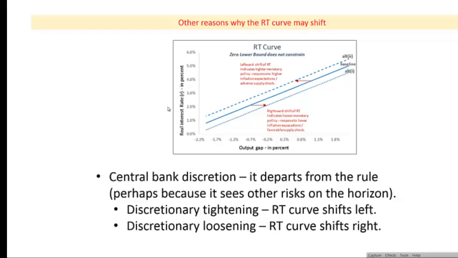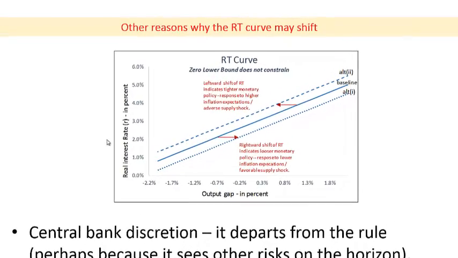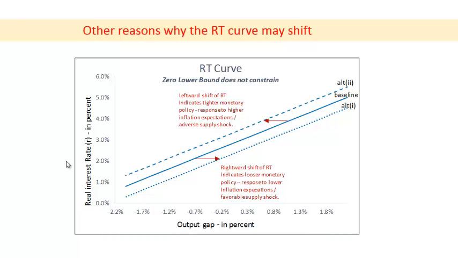Now, it turns out that there are other reasons why the central bank may depart from its initial Taylor rule, and we call this central bank's discretion. There often are times there are things on the horizon that the central bank sees that perhaps the rest of us don't see. So in this case, the central bank may depart from that rule. So if we have a discretionary tightening, the RT curve shifts to the left. If we have a discretionary loosening, the RT curve shifts to the right.